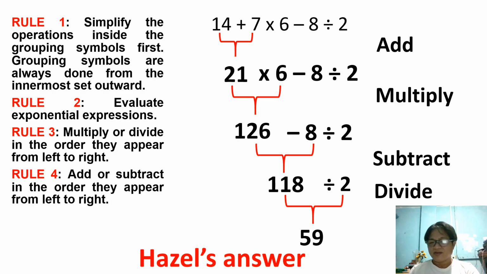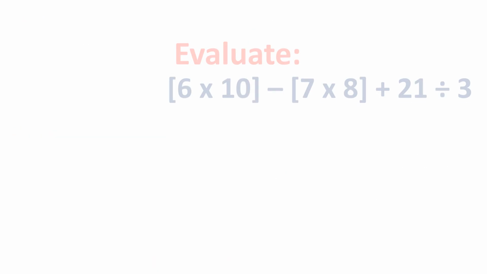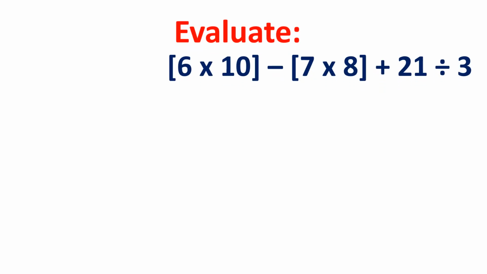Why? Why did you say that Eden did it well? Yes, because she followed the rules in evaluating series of operations. Let us try to evaluate this expression. The quantity of 6 times 10 minus 7 times 8 plus 21 divided by 3.